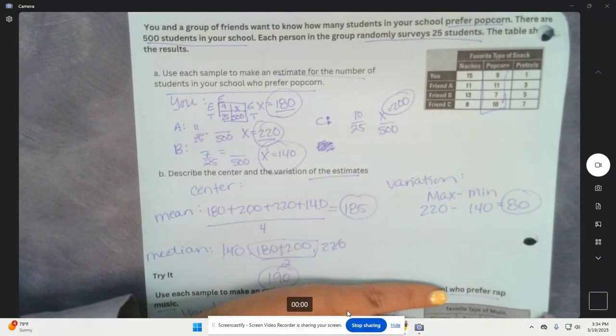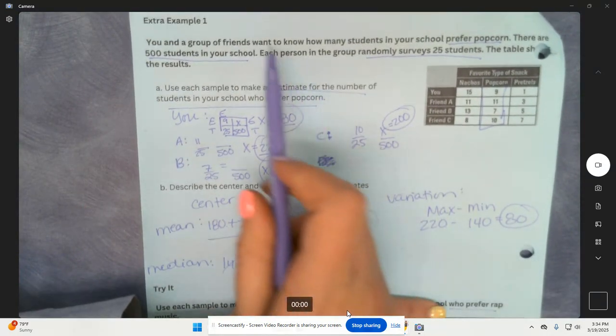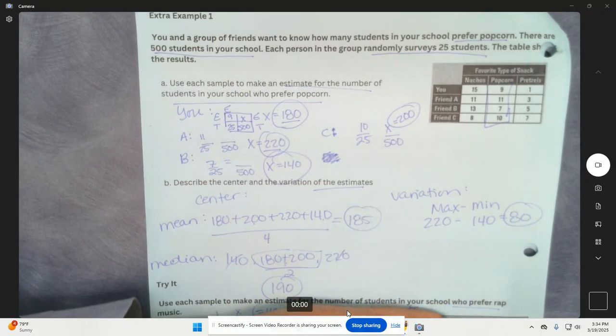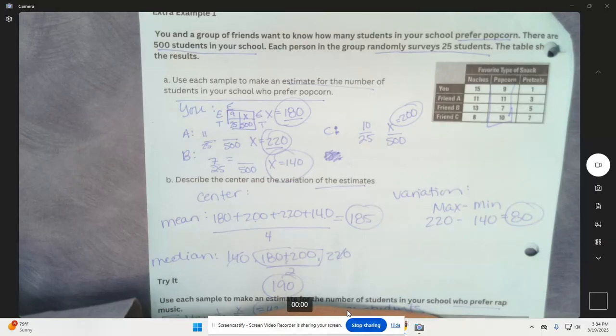Alright, so for extra example 1, you should have gotten these as your answers. So you need to pause the screen and check your answers and then fix anything that you may have gotten wrong. Okay?